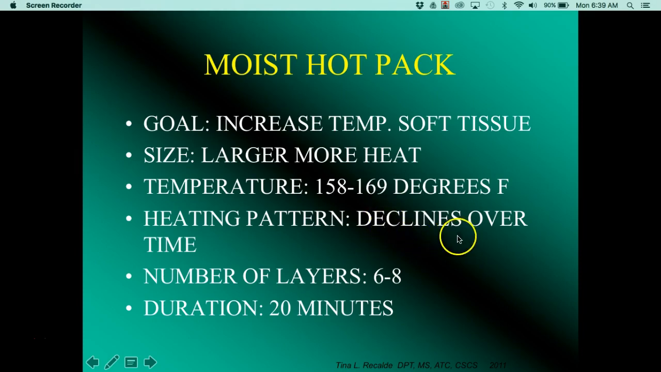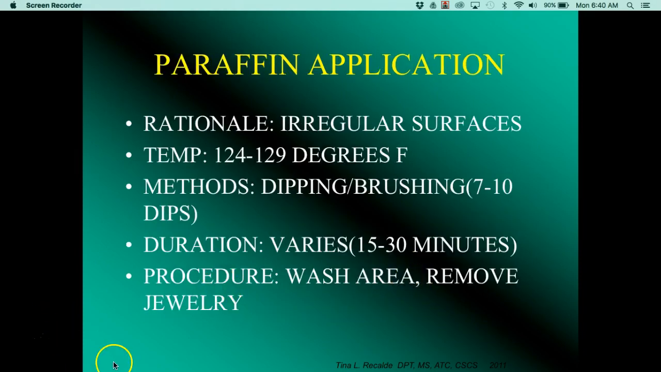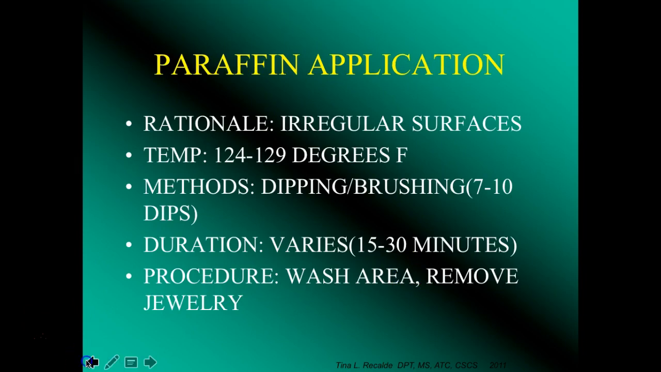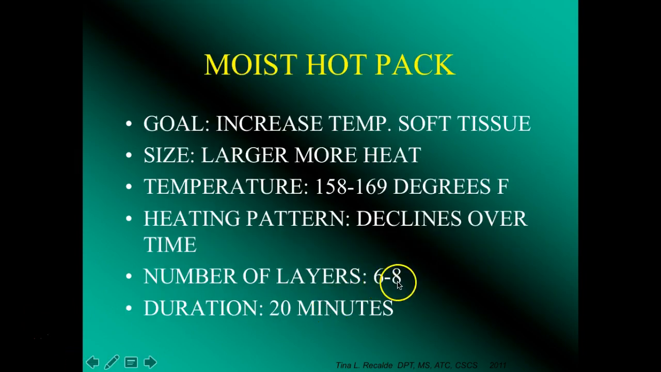Heating pattern: obviously the temperature declines over time. We go with the number of layers of 6 to 8. The blue fuzzy things that we put them in, we consider that 2 layers. So then you just need 2 more towels folded up, which would be 4 layers. We'll give that 6 layers. If you have somebody where it's extra hot, then you might use 8 layers. The time is 20 minutes.